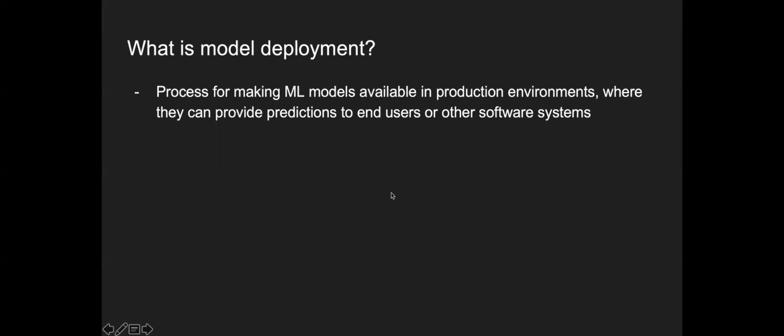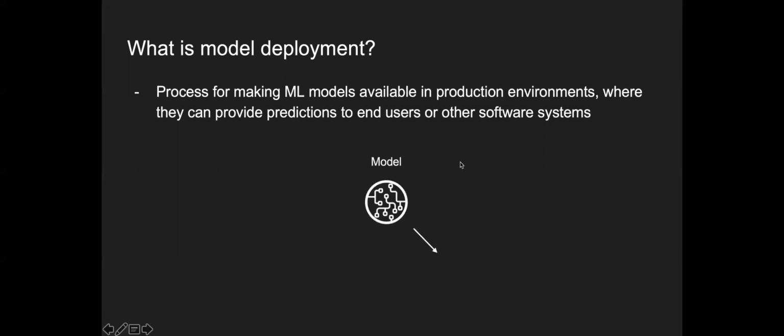Model deployment is the process of making machine learning models available in production environments where they can provide predictions to end users or other systems. The full value of machine learning models comes from enabling others to use them. We cannot just assume that people know how to use Jupyter notebooks.